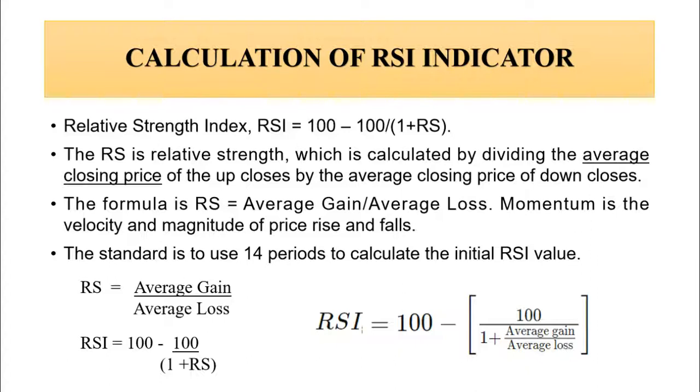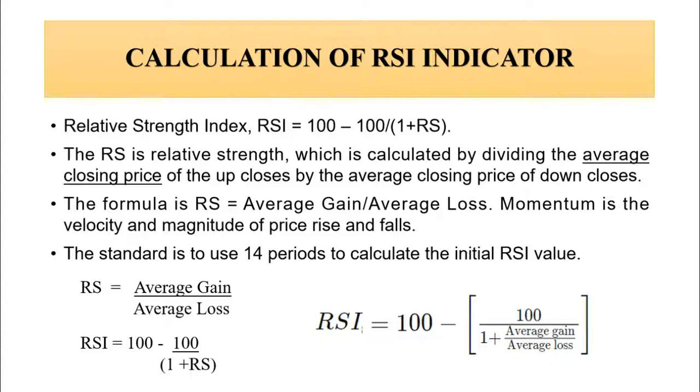So let's see how to calculate the relative strength index. So here we have the formula given, that is 100 minus 100 divided by 1 plus RS. So RS here is the relative strength and this is calculated by the average closing price of the up closes divided by the average closing price of the down closes.